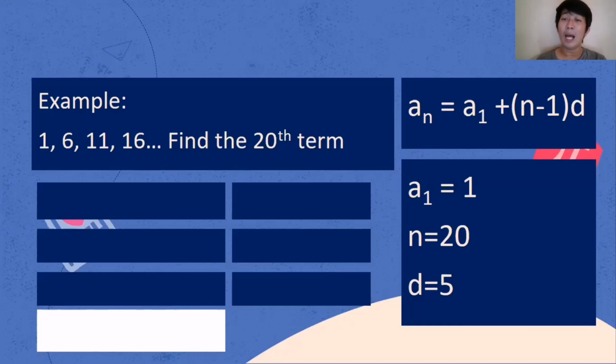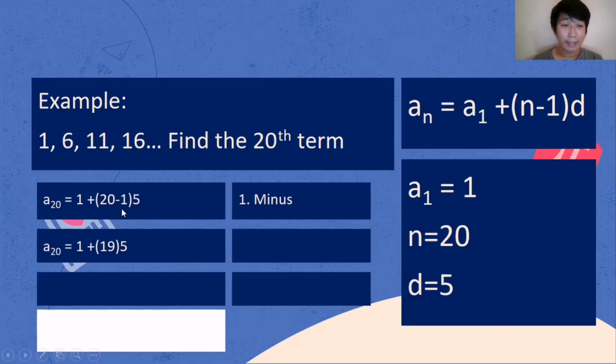Very good. After we got all the values that we need, we can now substitute the values in the given formula. Here it goes. A sub 20 is equal to 1, which is the first term. 20 is the number of term. 5 is the common difference. What is our first step in solving the value of a sub 20? We will be, very good, subtracting: 20 minus 1.